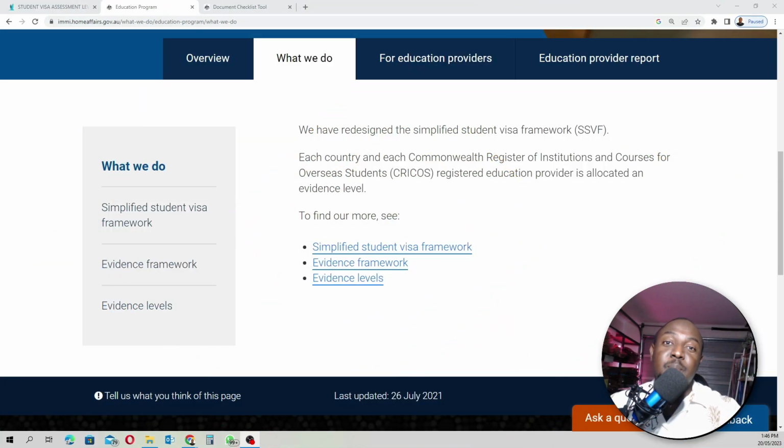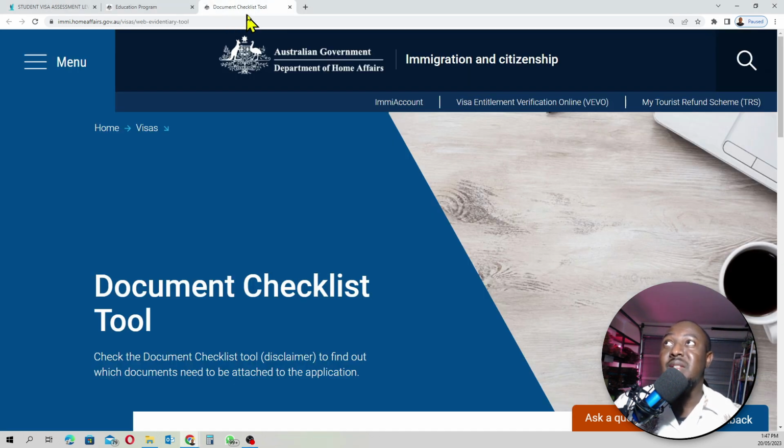Okay guys, so to make the explanation easy, okay, so basically I've got this link here. I'm going to leave these links in the description section below. Okay, so to know the sort of level your country is, it's really good for you to come here and have a read, okay? And also I've got a document checklist tool here that is going to determine the sort of documentations you need to provide when applying for your student's visa.